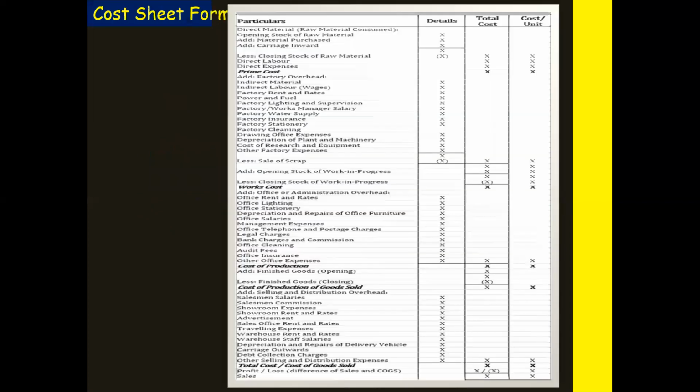Now let's look at the format of the cost sheet. This format is an example of the historical cost sheet. It includes all the costs that have already been incurred. It is not an example of the estimated cost sheet, that means the cost sheets that are made in advance. It is one of the historical cost sheets.